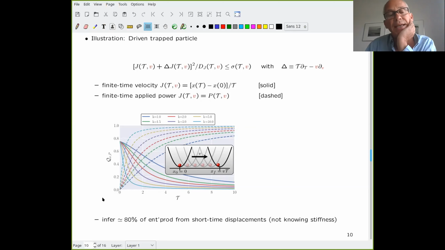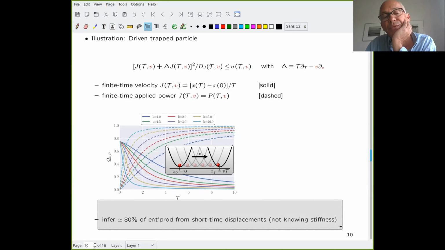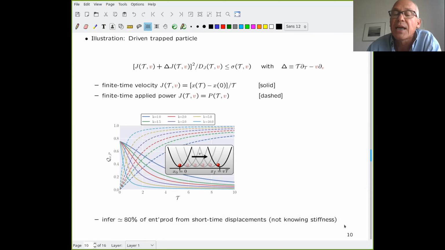So it's quite interesting that you get about 80% of the entropy production by just looking at the displacement of your bead. And there is no need to know the stiffness. You don't need to know how stiff the trap is. The trap could be very soft. It could be very steep. You don't need additional input. You just do the experiment. You look at how the mean current, or the mean displacement in this case, changes as a function of time or as a function of velocity, and you get an estimate of the entropy production during this process.